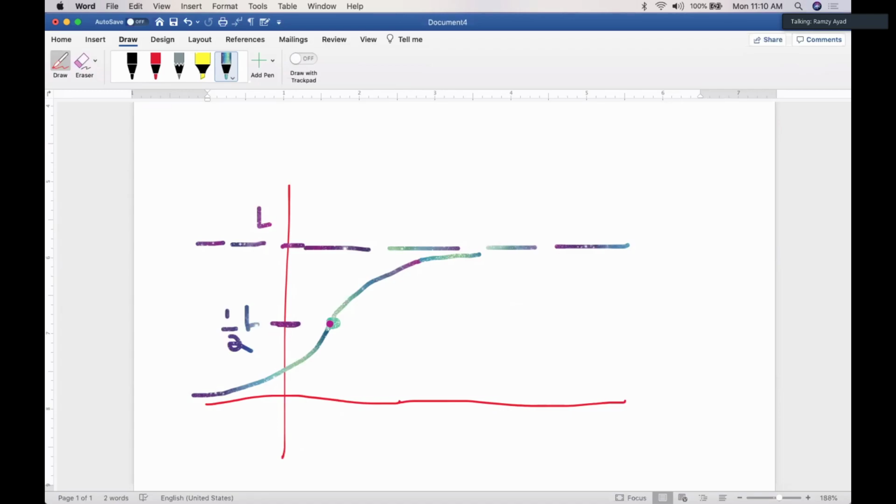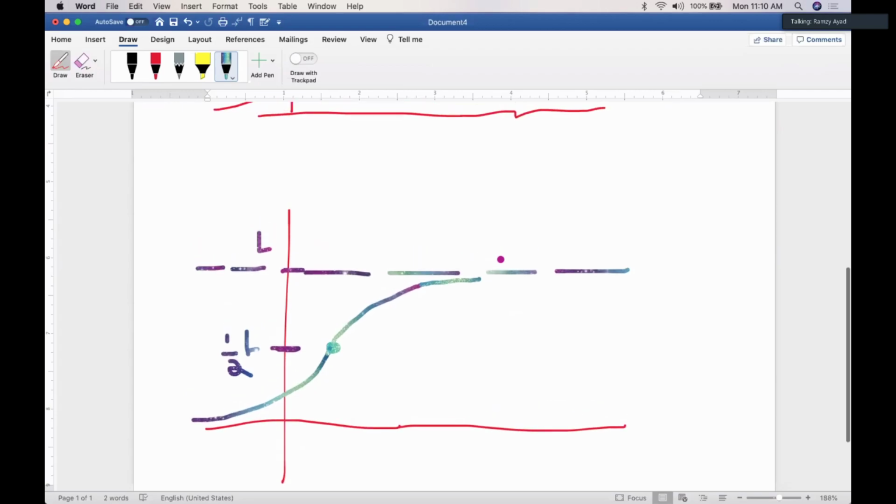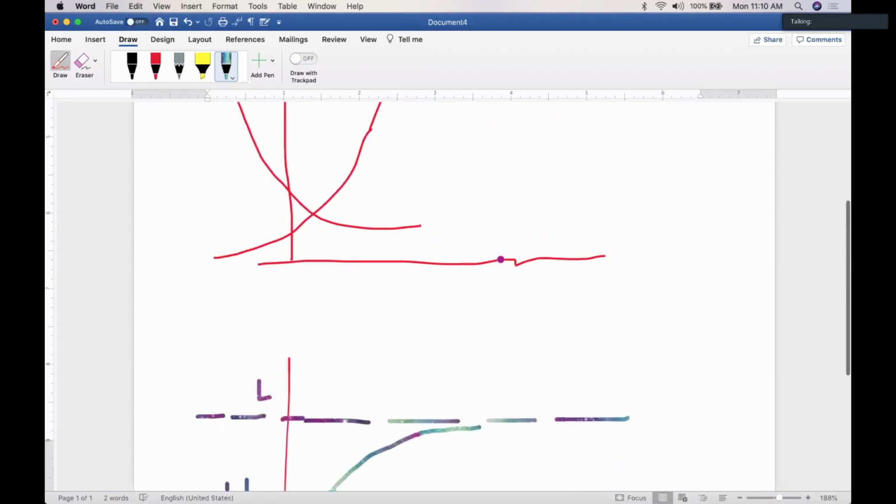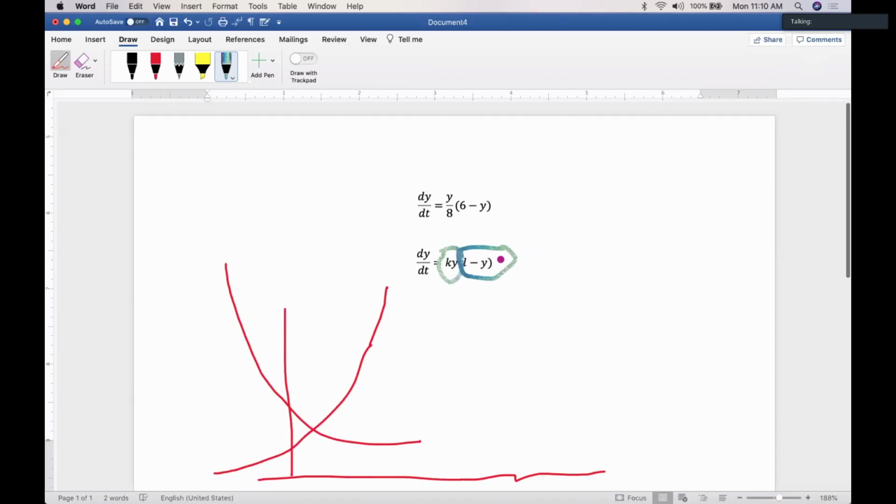And then after that, it goes down. The rate goes down, but the function itself keeps increasing still. But the rate is going down. Yes? And that's what I know about the logistic equation. Would you like to see how they solve it?